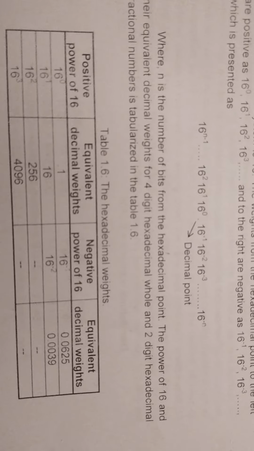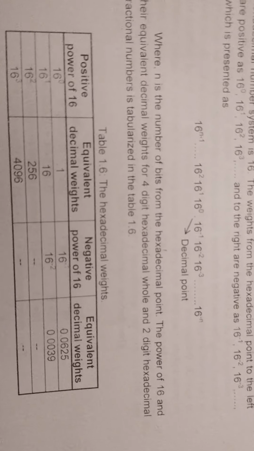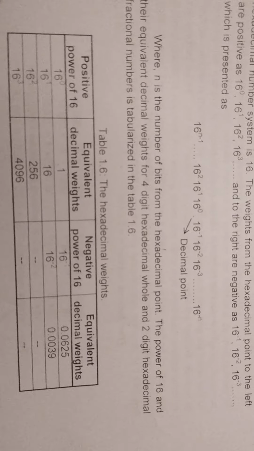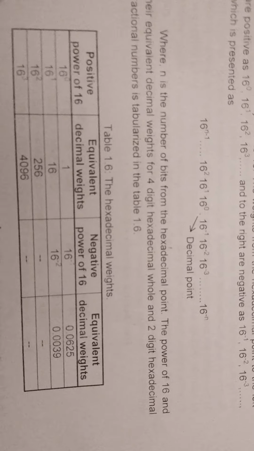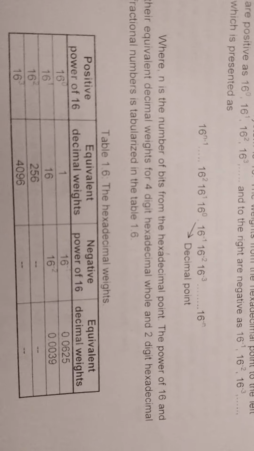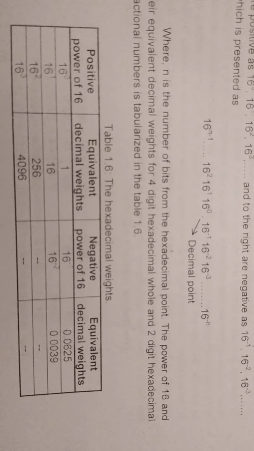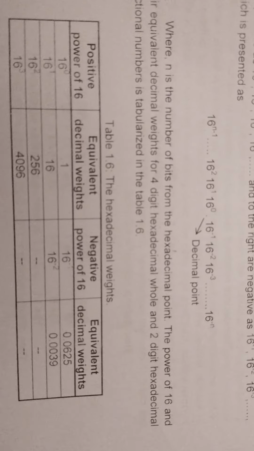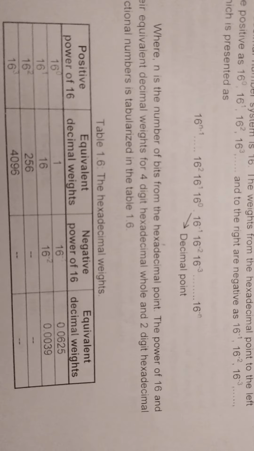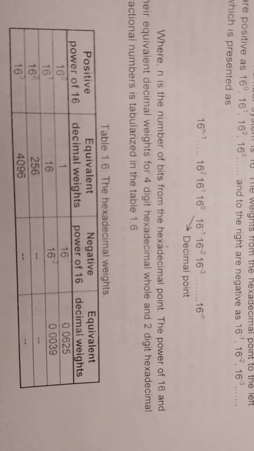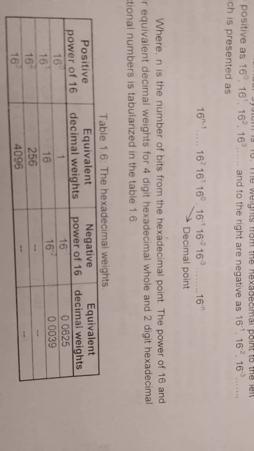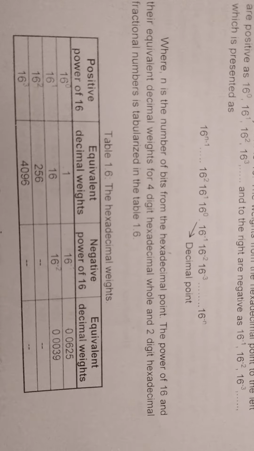This is presented as powers of 16 with respect to the hexadecimal point, where n is the number of bits from the hexadecimal point, that is 16 raised to n minus 1, and so on. N is the number of bits. The power of 16 and their equivalent decimal weights for a 4-digit hexadecimal whole number and a 2-digit hexadecimal fractional number are tabulated.